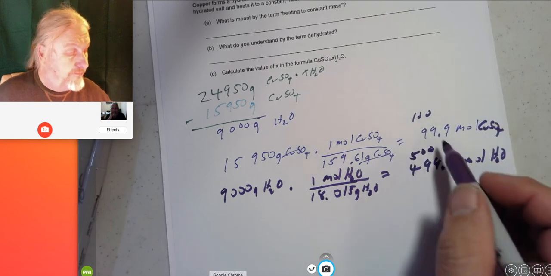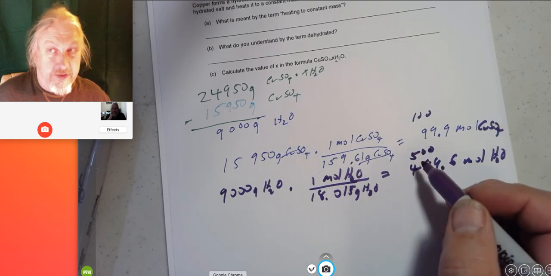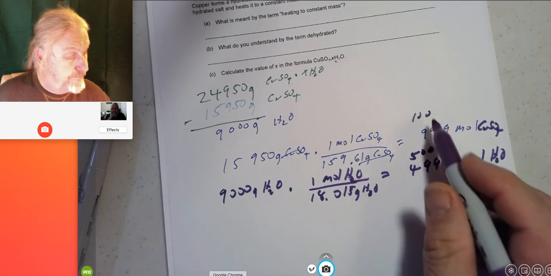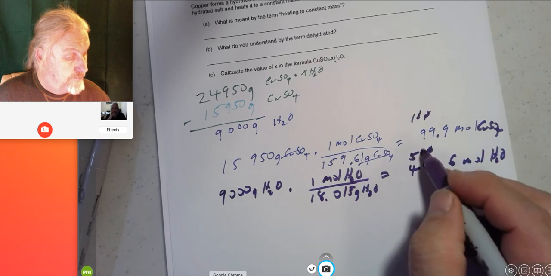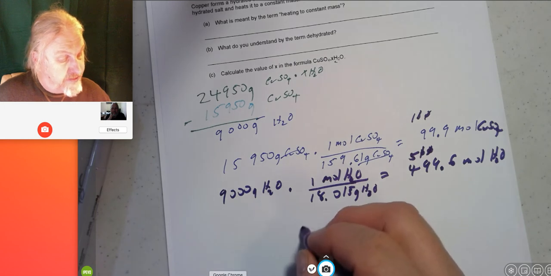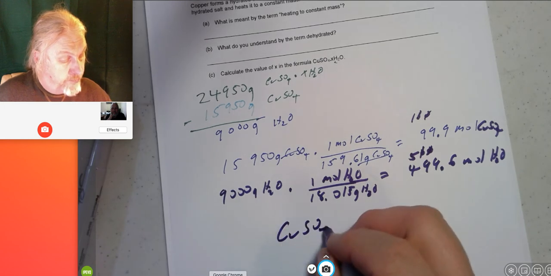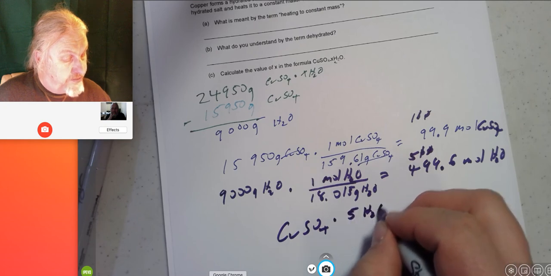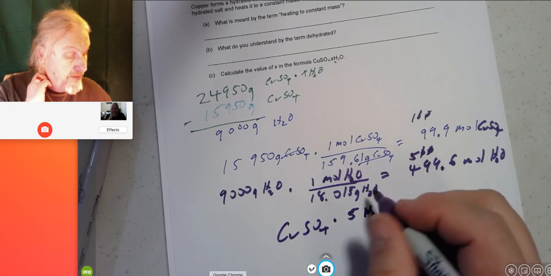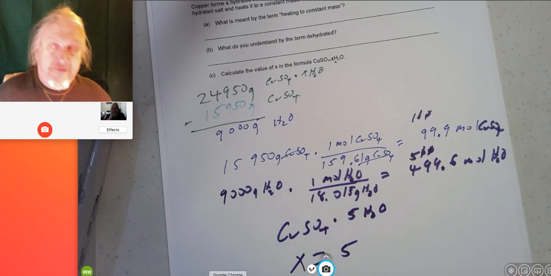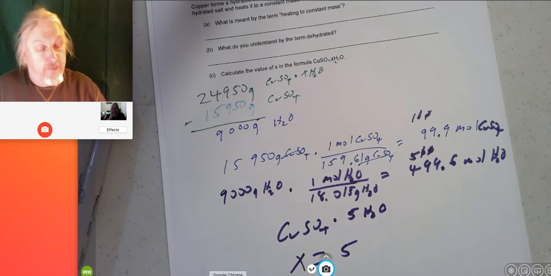So now for every 1 mole of copper sulfate, how many moles of water do I have? For every 1 mole, I've got 5 moles of water. So my answer would be CuSO4 with 5 waters complexed with it. Or if you want to get technical, X is equal to 5. That's that problem. We're done with that one, so we've got 3 of these problems out of the way.